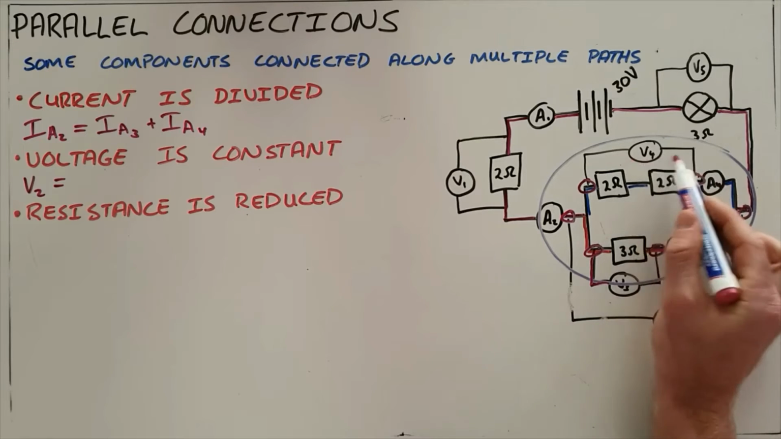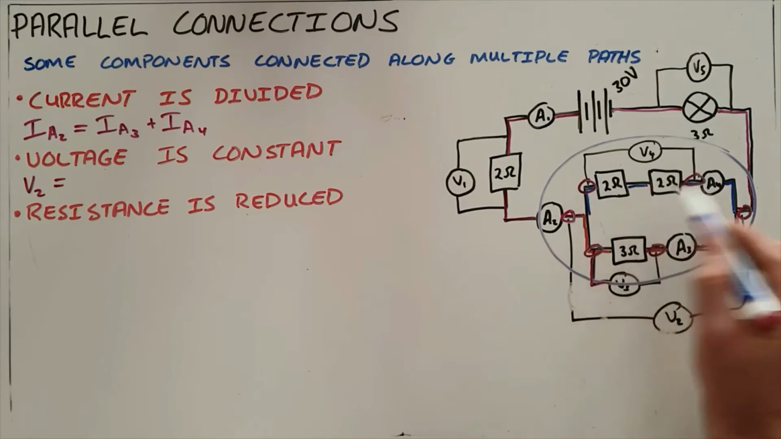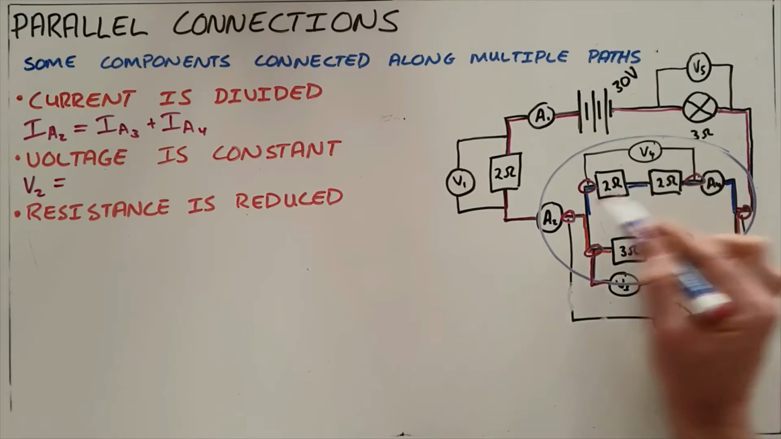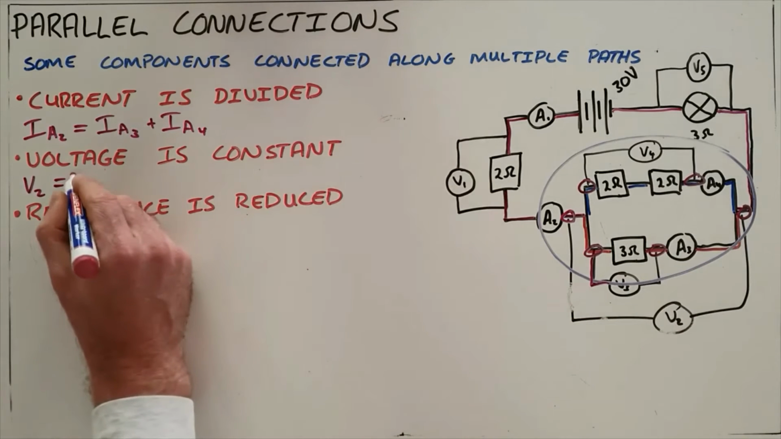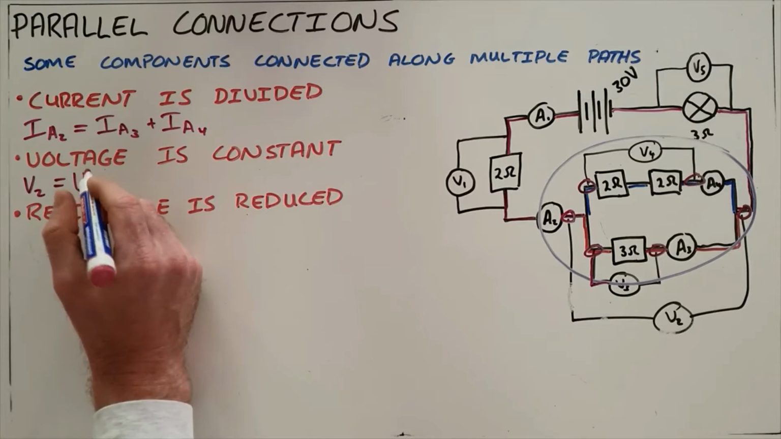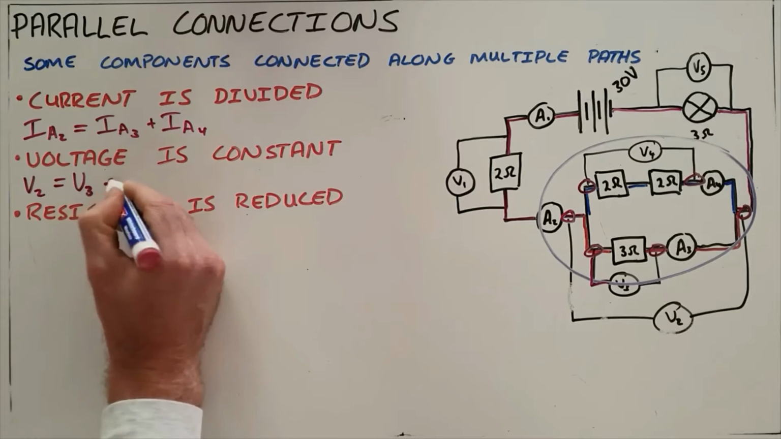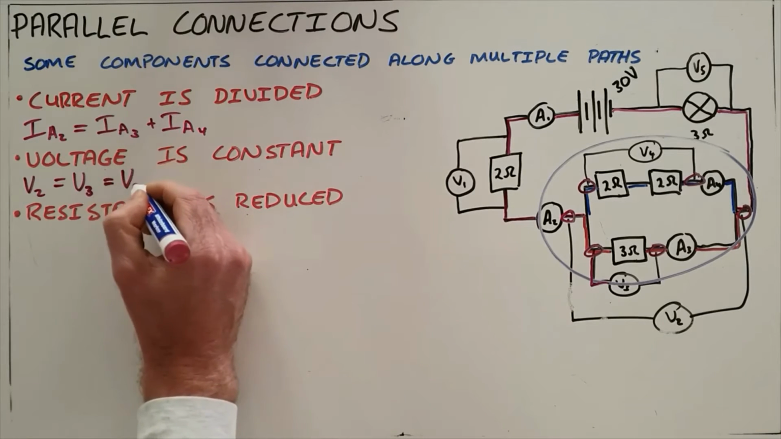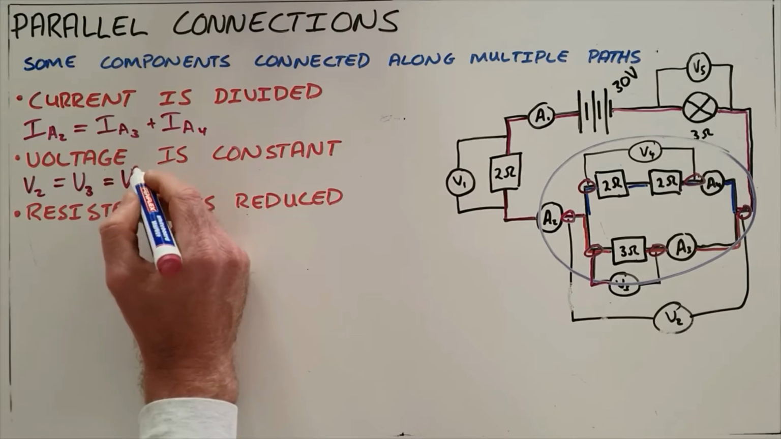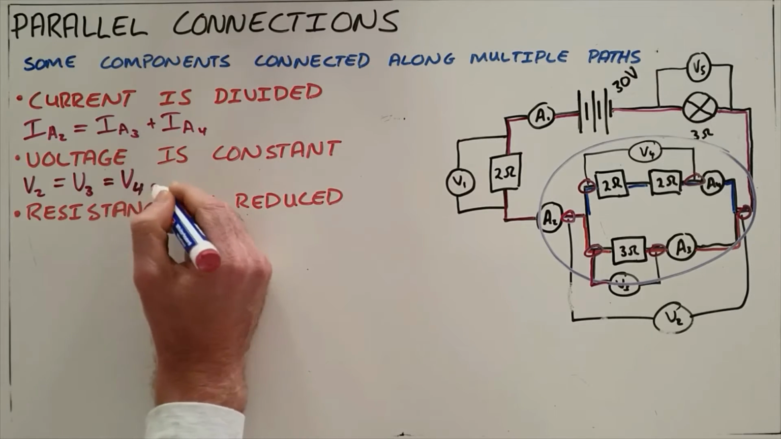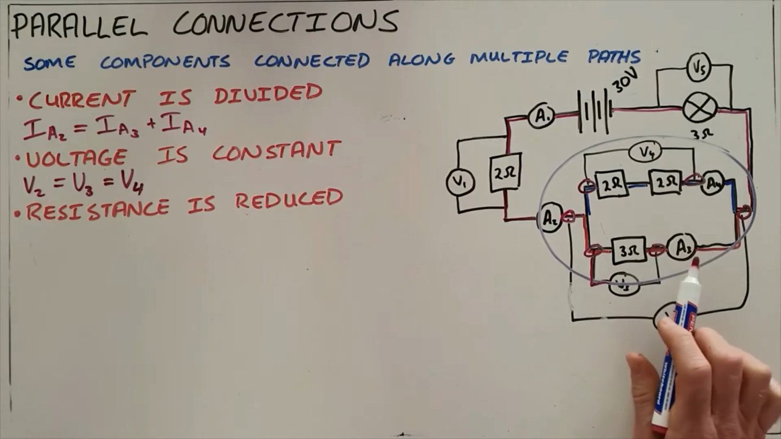Note that this voltmeter must be connected across both resistors because that is the entire arm. So we say that the voltage across any arm of a parallel connection must be the same as the voltage across the total parallel connection. So we say the second rule is that voltage is constant.